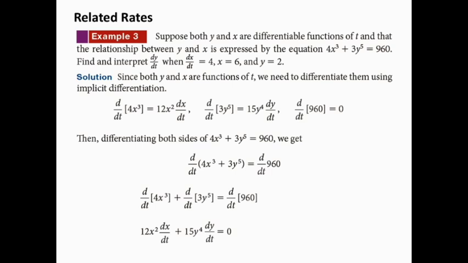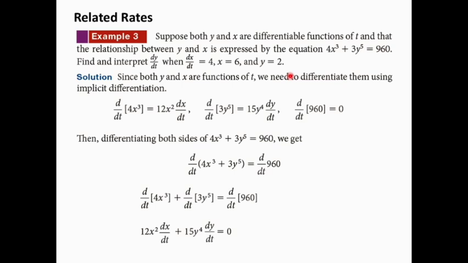So let's look at this example 3. In this question, it says, suppose both y and x are differentiable functions of t, and that the relationship between x and y is expressed by the equation 4x to the third plus 3y to the fifth is equal to 960. We want to find and interpret dy/dt when dx/dt is equal to 4, x is equal to 6, and y is equal to 2.